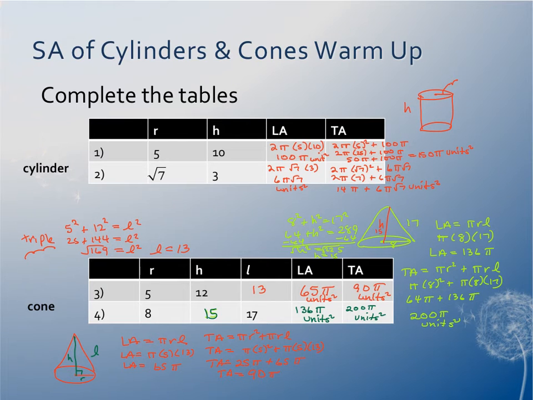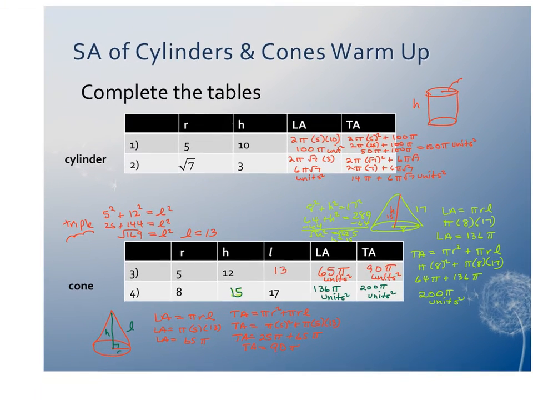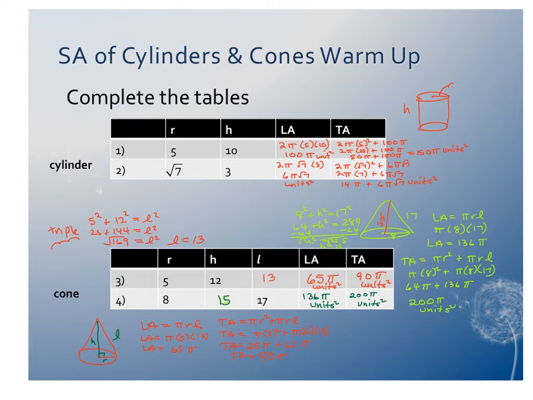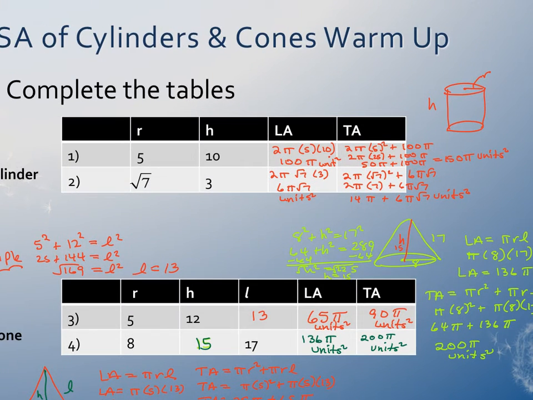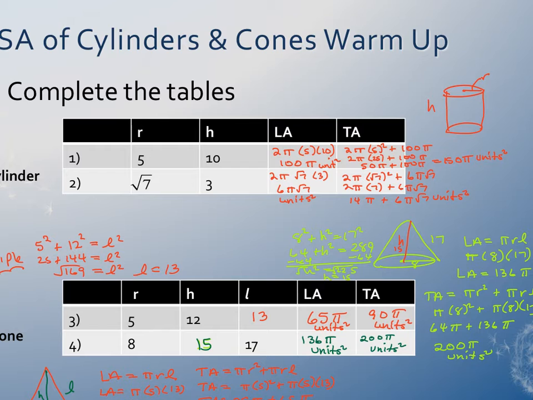Now here is the surface area warm-up for cylinders and cones, and it asks you to complete the table. So again, for lateral area, it's going to be 2 pi r height, and for total area, you would find the area of the 2 circles, the top and the bottom, and then add in that lateral area. So for number 1, the final answer is here, it's the 100 pi, and over here, it's 150 pi. Everybody good on that, or do you want me to walk you through it?